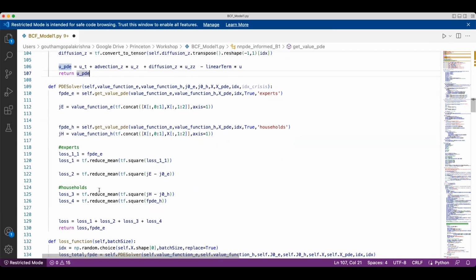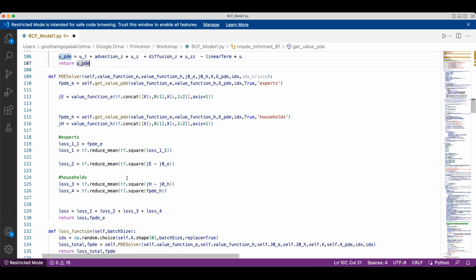Once that's done, what should we do? We just need to aggregate the loss. How do we aggregate the loss? There are many components, but 4 are important. First is the PD residual. Second is the loss on the time boundary, and loss 3 and loss 4 are the same thing, but for households. But let's focus on the first 2 losses.